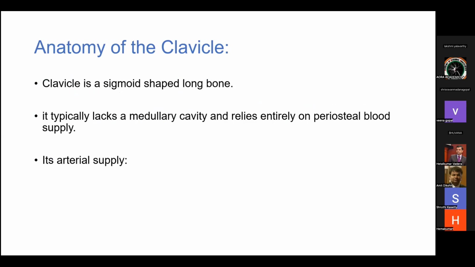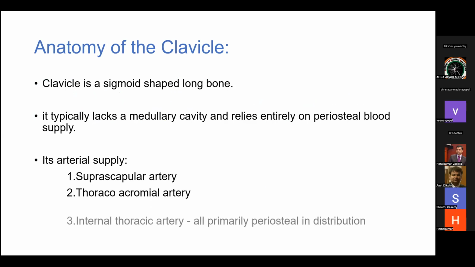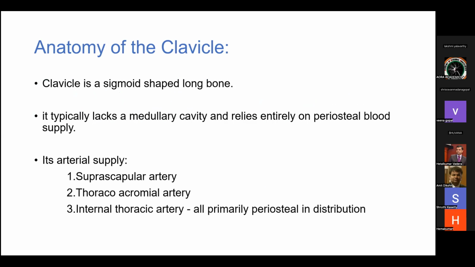So clavicle is a sigmoid-shaped long bone. Unlike most of the long bones, it typically lacks a medullary cavity and mainly relies on the periosteal blood supply. The arterial supply of the clavicle is the suprascapular artery, thoracoacromial artery and internal thoracic artery.